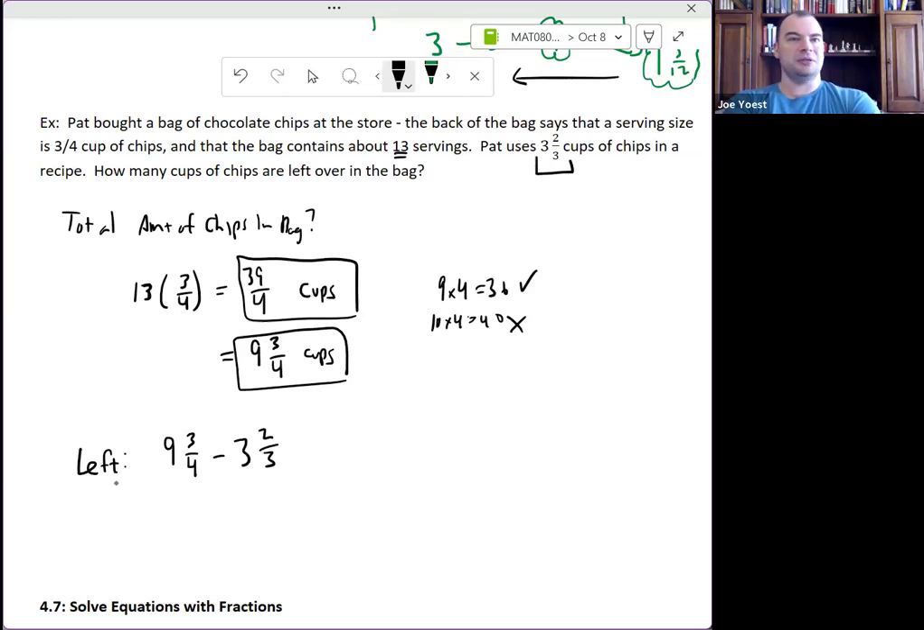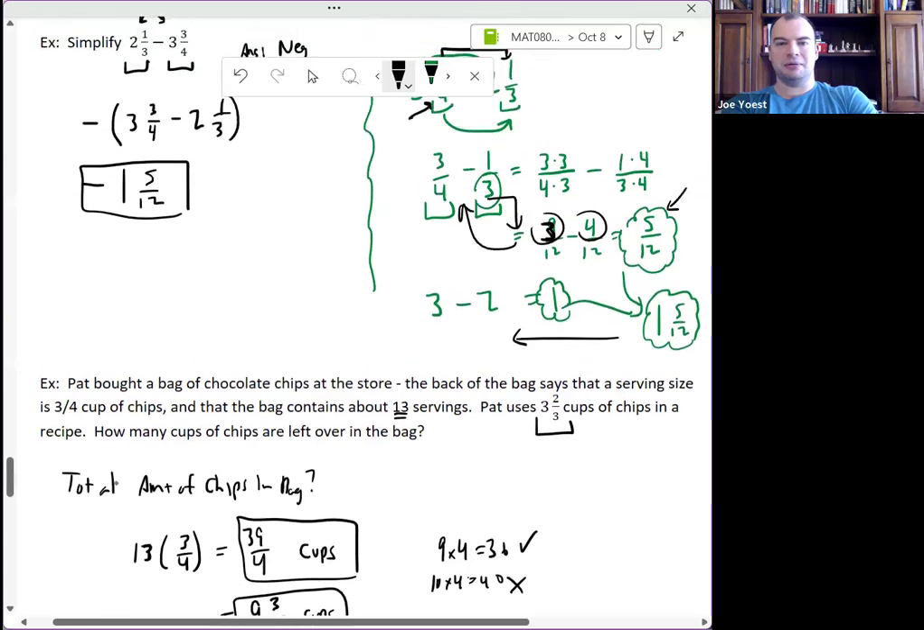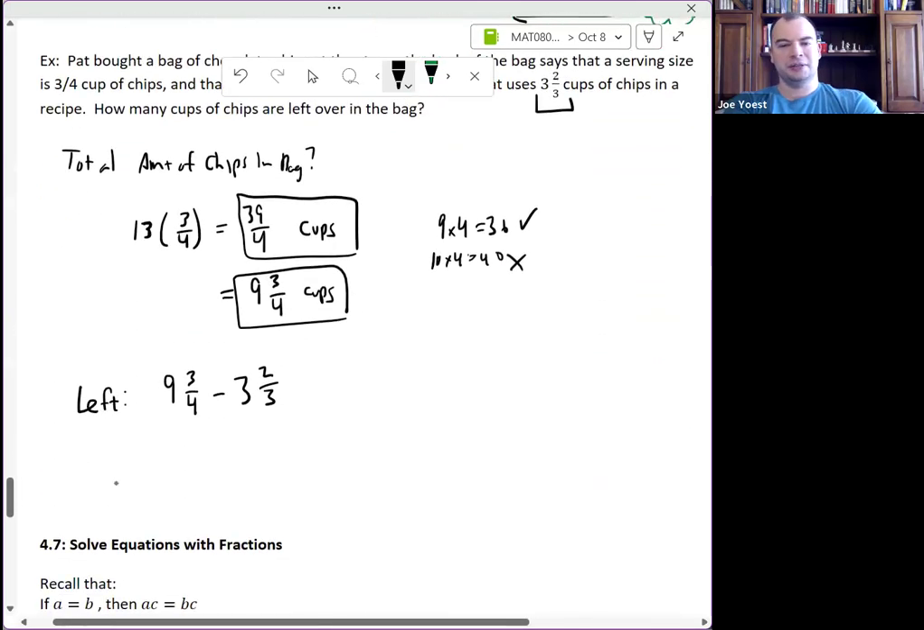Well, this is a mixed number subtraction, right? This is just the kind of problem we were doing up here. Is the number that we started with bigger than the number we're subtracting off? Well, hopefully. In a real life application, you can't use more chips than are in the bag, so we have kind of a reasonability restriction here. So yeah, what we started with is more than what we took away. So we're just going to do the subtraction as is.